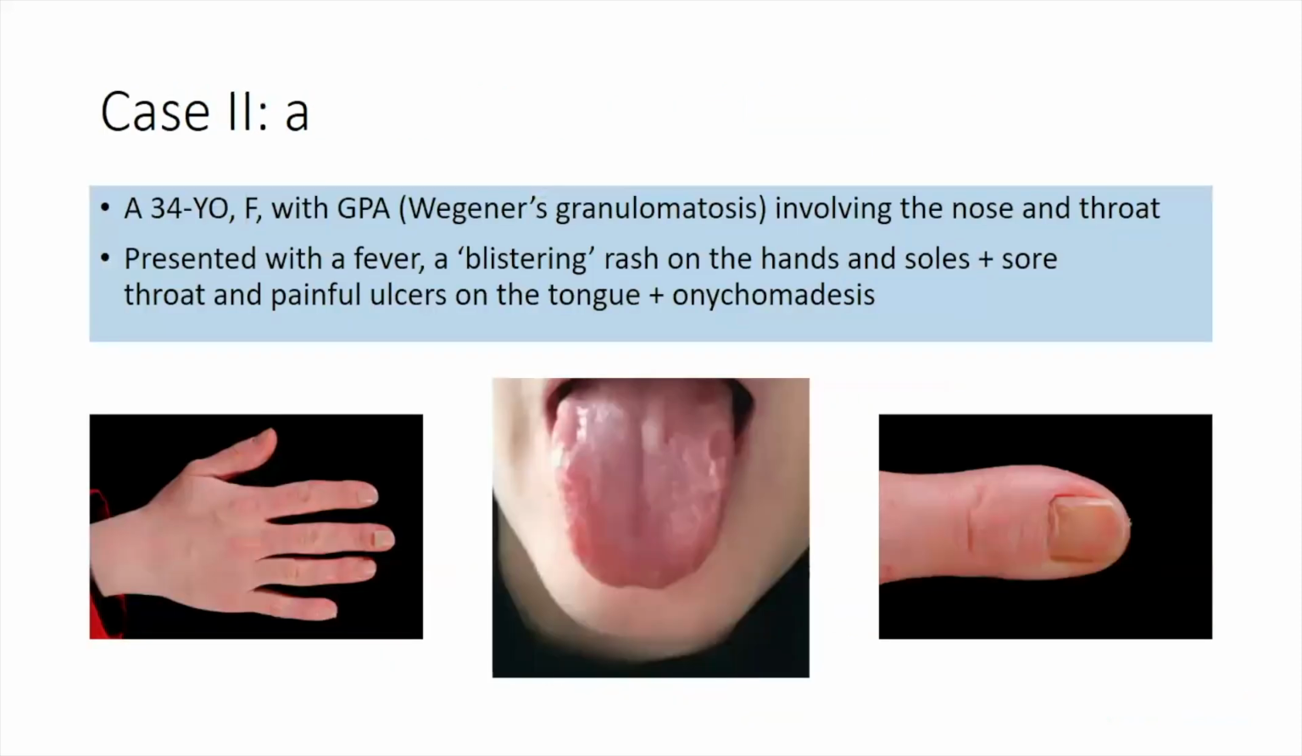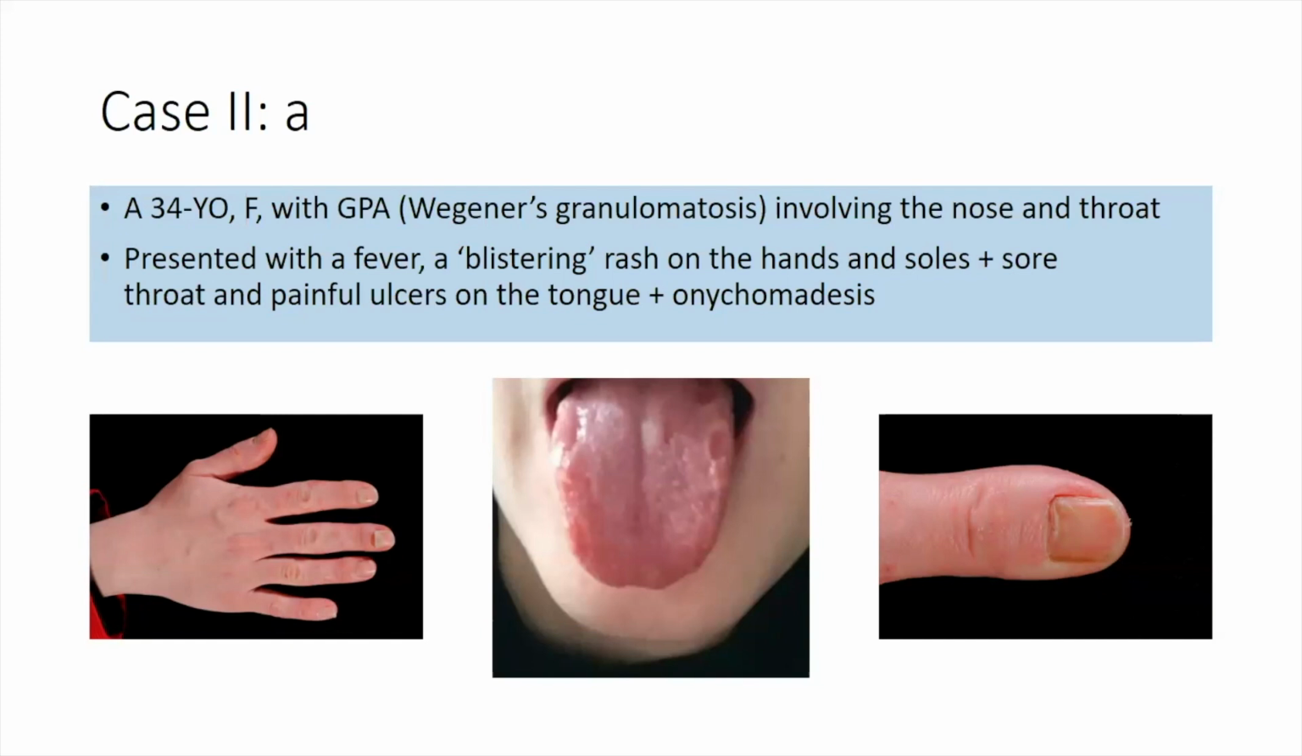The second case I wanted also to share with you is a 34-year-old lady. She is known to have granulomatous polyangiitis, Wegener's, and that disease involved her nose and throat. She presented with a fever, blistering rash on the hands and soles of the feet, and sore throat and painful ulcers on her tongue, as well as some damage to her nails called onychomadesis.